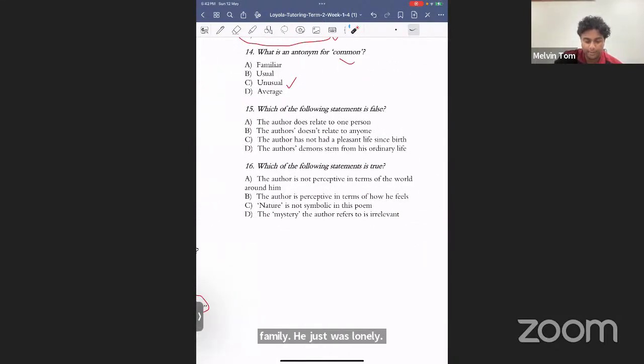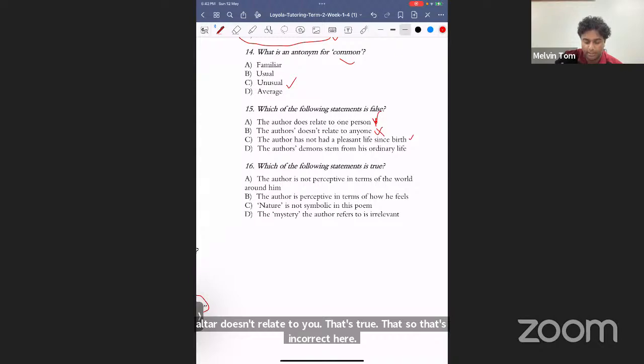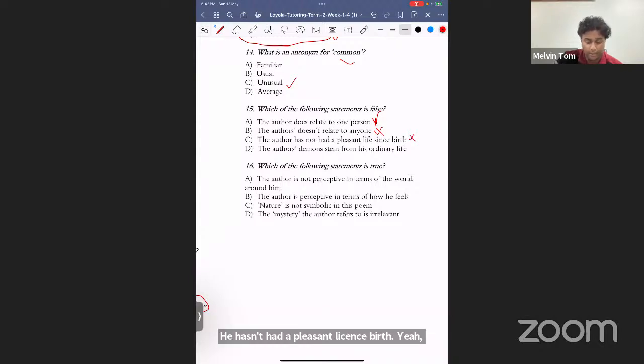Which of the following statements is false? The author does relate to a person. False, because it doesn't say that he relates to anyone. It doesn't tell us at all. So it's A, the author doesn't relate to anyone. That's true, so that's incorrect here. He hasn't had a pleasant life since birth. Yeah, he says it's a stormy life. And the author's demons stem from his ordinary life. Not really.